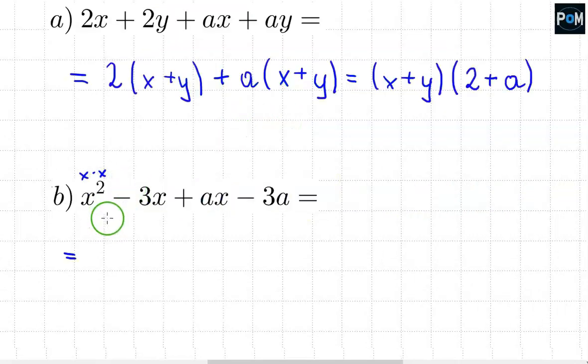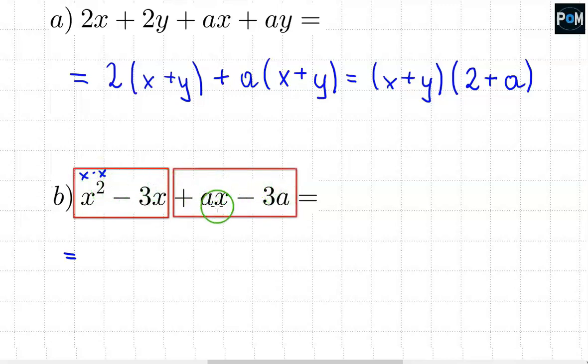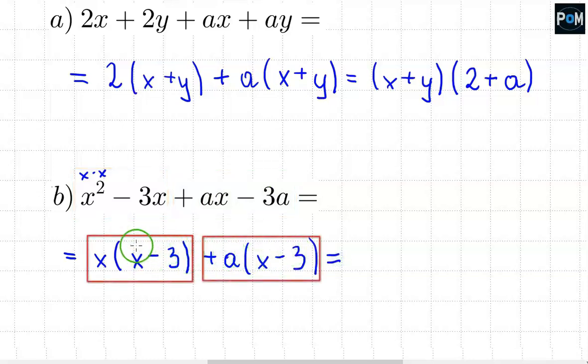In example B, we do the same. Just a reminder that x squared means x times x, and we take the first window and the second window, group the terms. From the first window, we can factor out x. We have taken out 1x, so 1x remains. There is a minus, and since x was taken, here remains 3. From this second window, we can take out the letter a, and then inside the brackets, it will be x minus 3.